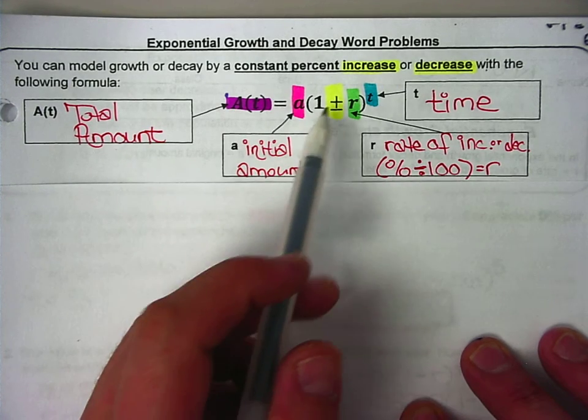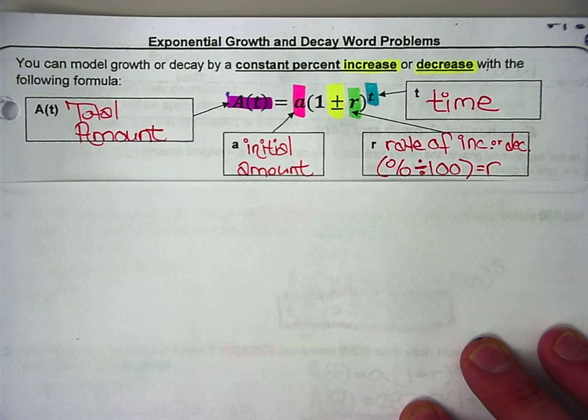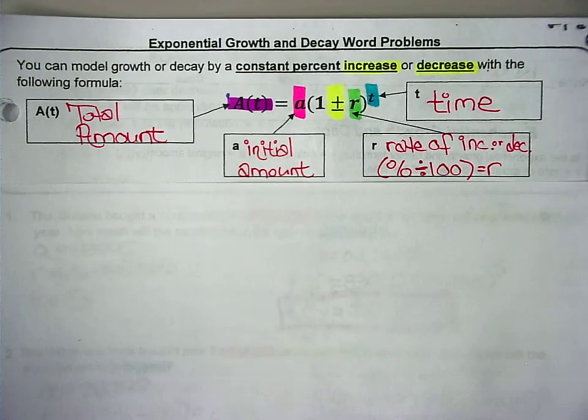Next we have plus or minus. Plus would be if you have an increase and minus would be if you have a decrease. You can only use one or the other. You can't use both at the same time, obviously. And depending on the word problem, you'll determine whether it's plus or minus.